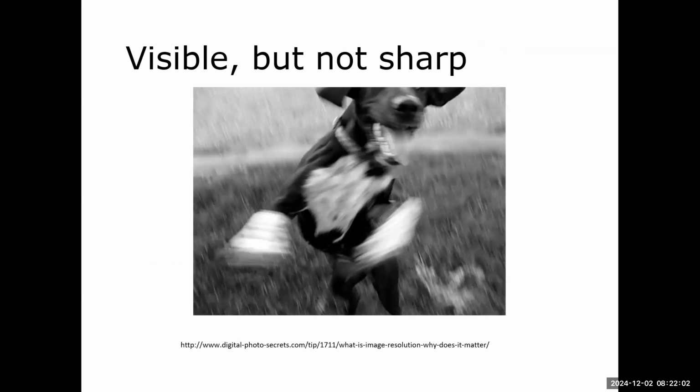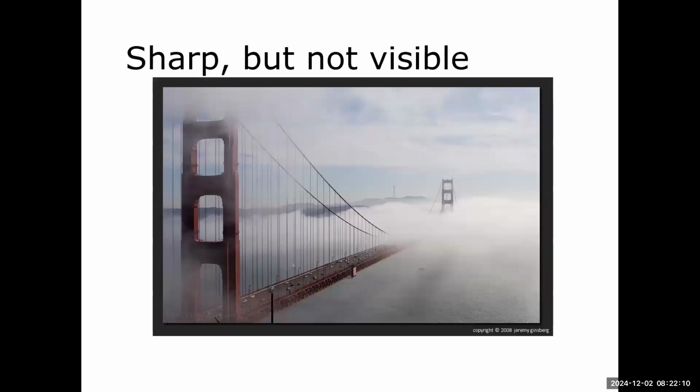So again, you've seen this already. This image is visible. We can see the entire image, but it's not sharp. It's very blurry. And this image is sharp, but all areas of it are not visible, right? We can't see the entire bridge because of the fog. That fog would be what we consider noise on that image, preventing us from being able to see that particular area of the bridge.